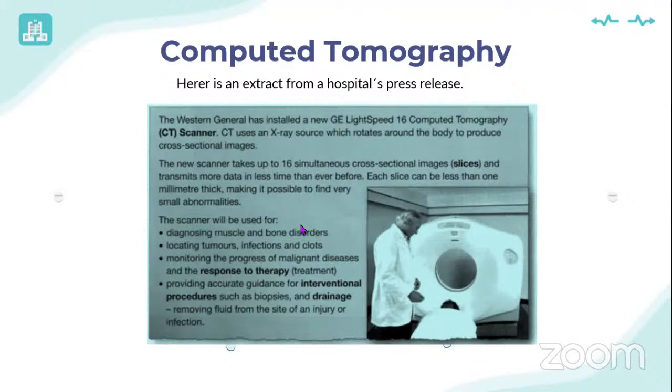Okay, the scanner will be used for diagnosing muscle and bone disorders, locating tumors, infections, and clots, monitoring the progress of malignant diseases and the response to therapy or treatment, providing accurate guidance for interventional procedures such as biopsies and drainage. And what is the meaning of drainage? Removing fluid from the site of an injury or infection.